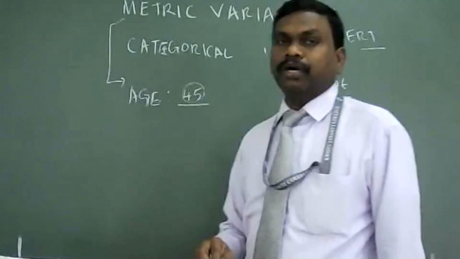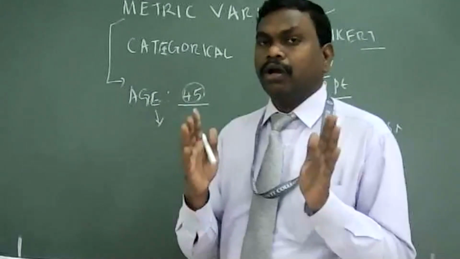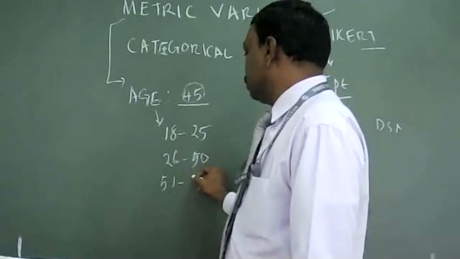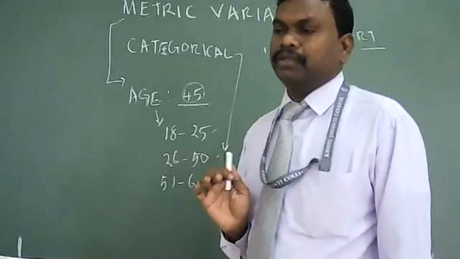Consider you are measuring the age through a category or a group, like 18 to 25, 26 to 50. I'm just giving you an example. If you are measuring the age using groups like this, then it becomes categorical. So this is how it goes, and you need to have an understanding of what is metric.